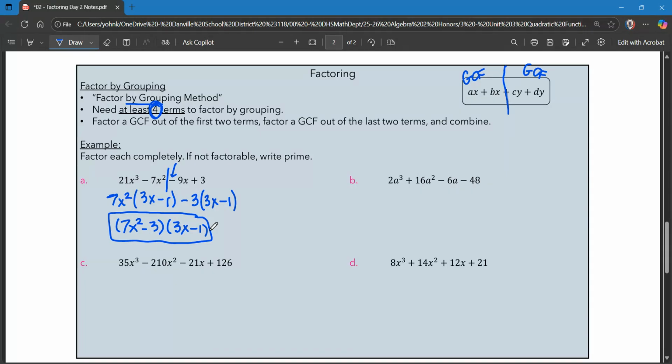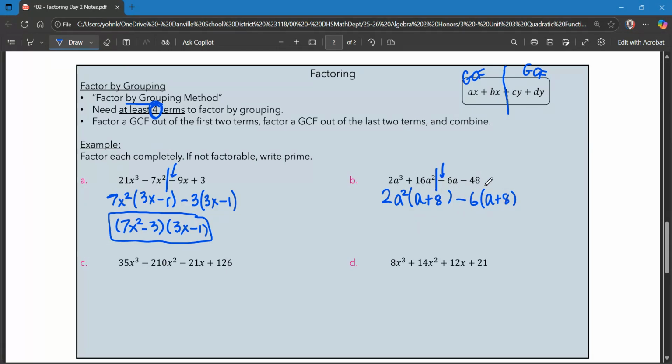2a cubed plus 16a squared minus 6a minus 48. All right, so chop it in half. Take a look at the GCF of the first 2 terms. 2 and 16 have a 2 in common. A cubed and a squared have an a squared in common. Then you write what's left. So you are going to have an a plus 8 left. Then you're going to take a look at the second half. Notice the middle symbol's a negative, so you're factoring a negative number out. Between 6 and 48, there's a 6 in common, and you're left with a plus 8. Again, when you're factoring a negative out, the sign changes.